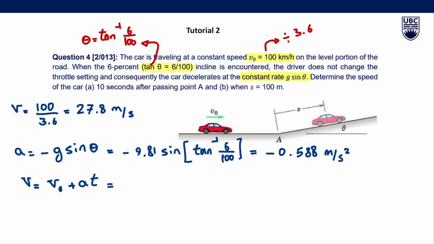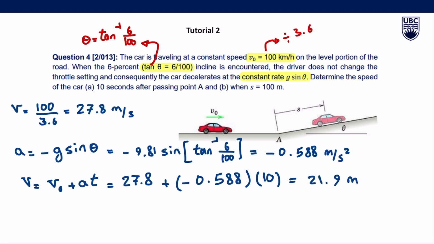So initial velocity is 27.8 meters per second plus acceleration, which is minus 0.588, times 10 seconds, right? By calculating this, you will find the velocity is 21.9 meters per second. So part A is solved.